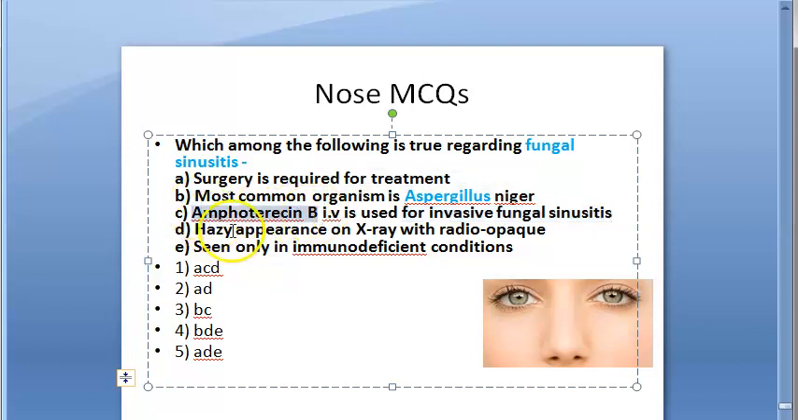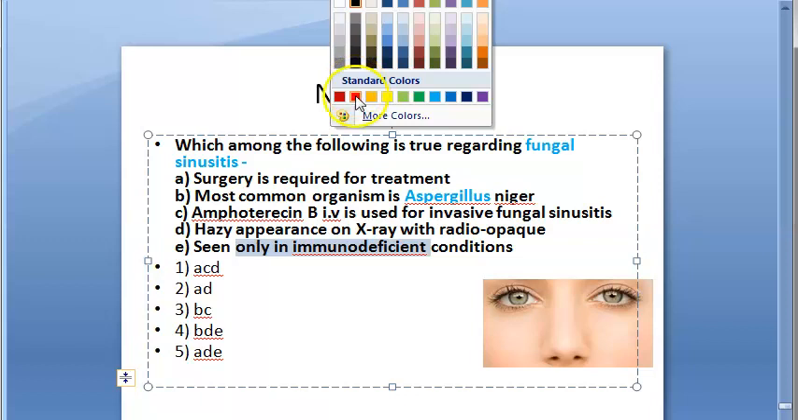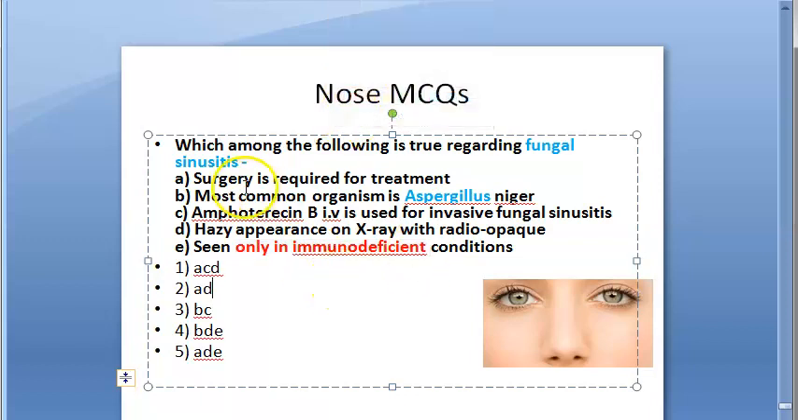Amphotericin B is an antifungal. IV, do you give it IV? Hazy appearance on X-ray with radio opaque, seen only in immunodeficient conditions. See, fungus usually is immunodeficient, but it is not only. So this statement is definitely not right. Surgery is required for treatment. If there is fungus in the sinusitis, do you have to remove it with surgery?